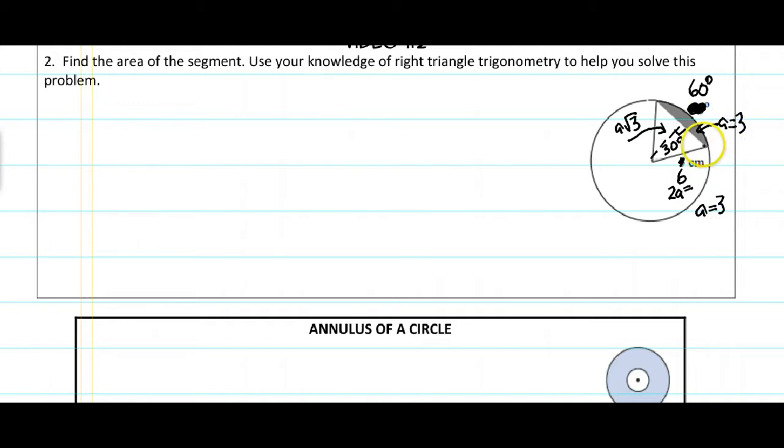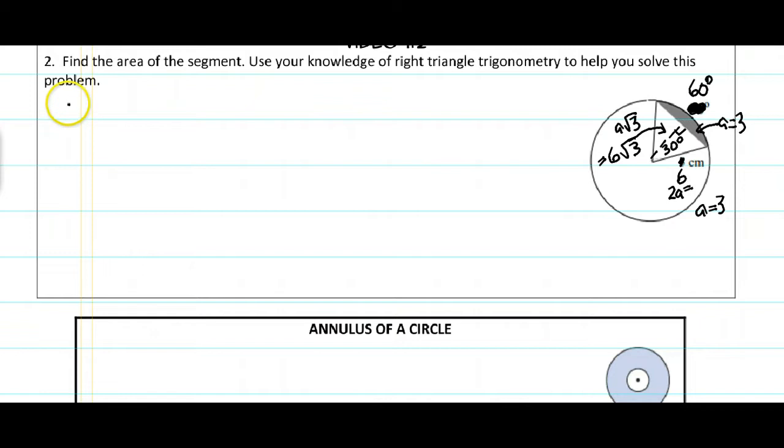So if we're thinking ahead, this piece here is half of the whole base of the triangle. So this whole thing is going to be 6. We'll get to that in a minute. And then the height of this triangle that we're going to be cutting out to get our segment is going to be a root 3, which is 3 root 3. Right, so I think we've got everything we need to find the area of the triangle now.